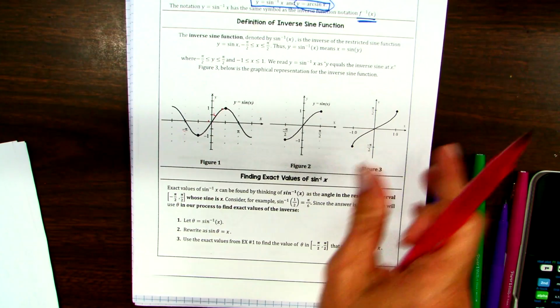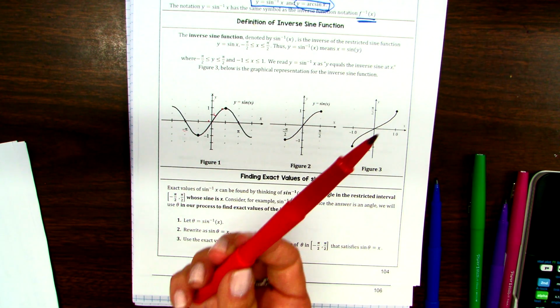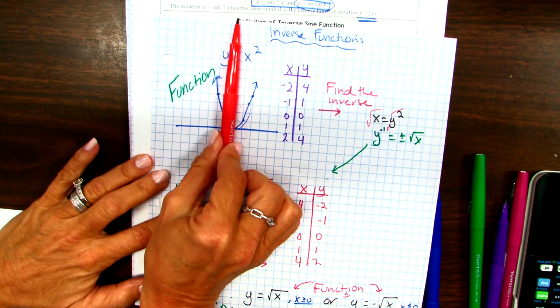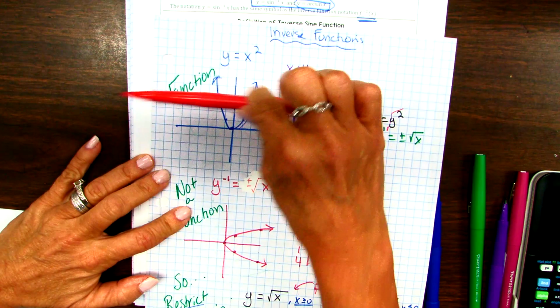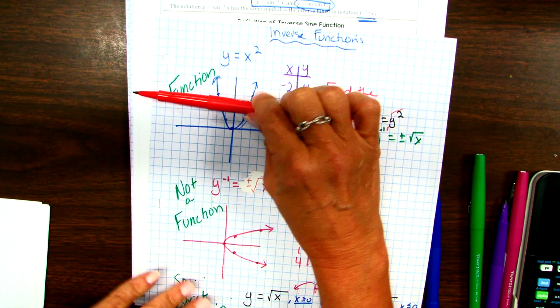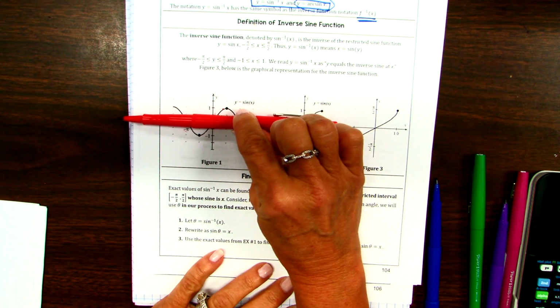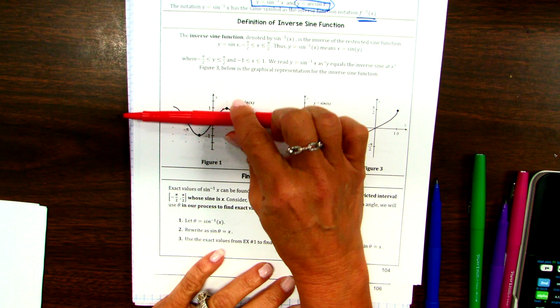And a quick way of being able to tell if something is invertible, meaning its inverse is a function, is doing the horizontal line test. So back to my parabola real quick. This passes the vertical line test. It's a function. It fails the horizontal line test. That means its inverse is not a function. Same thing here. Sine fails the horizontal line test, which means its inverse is not a function.